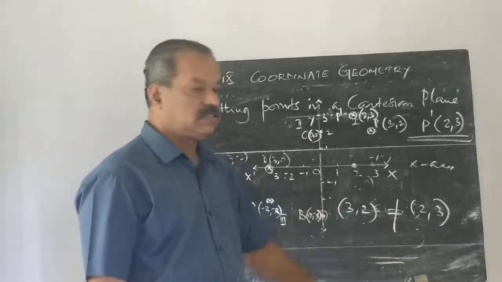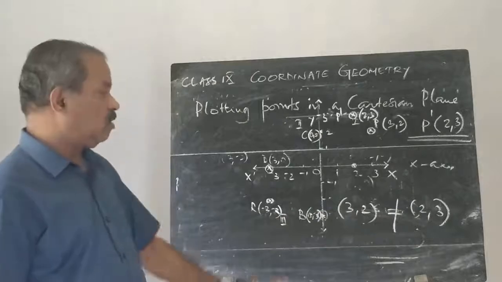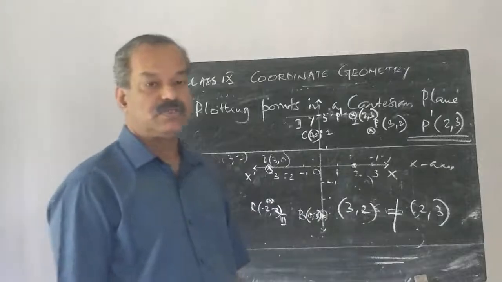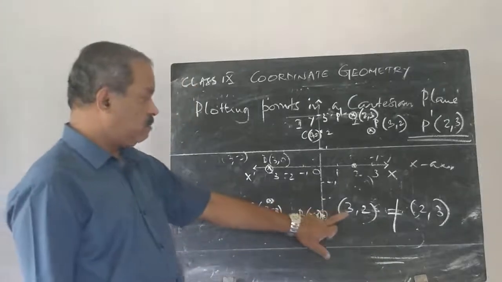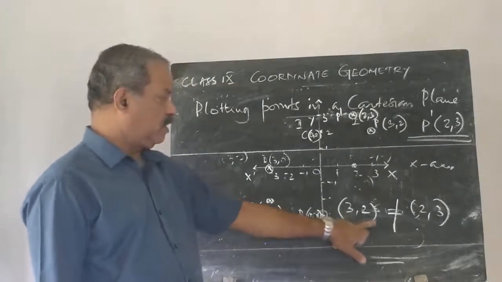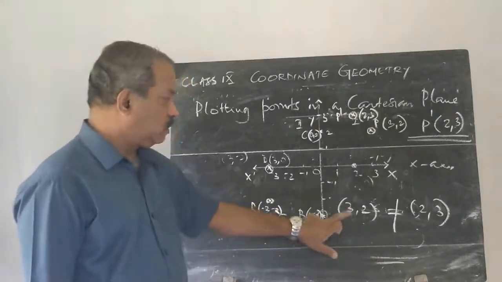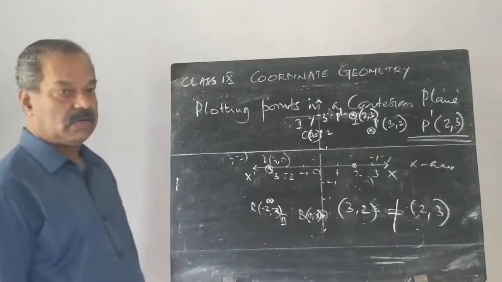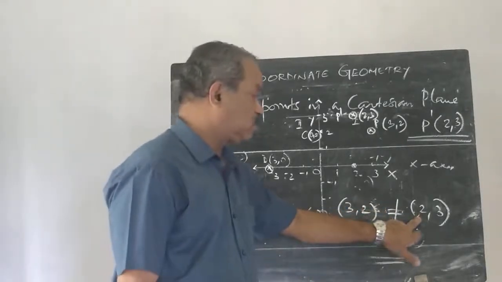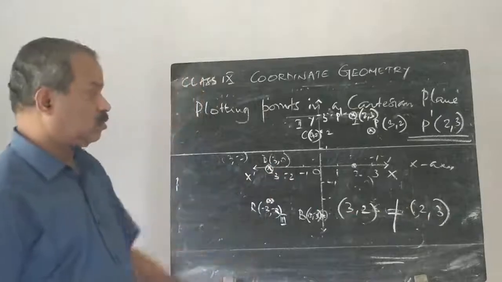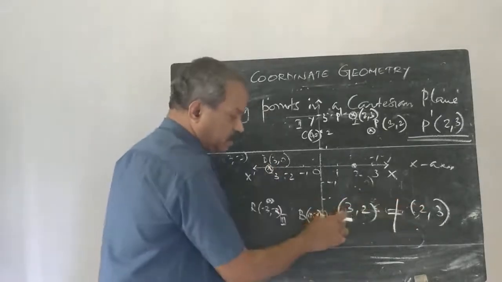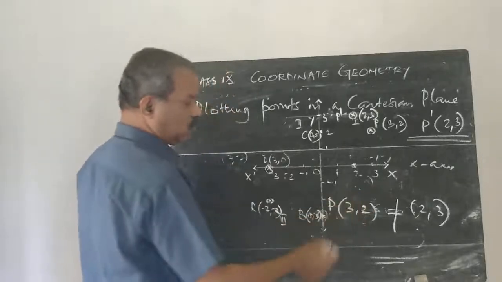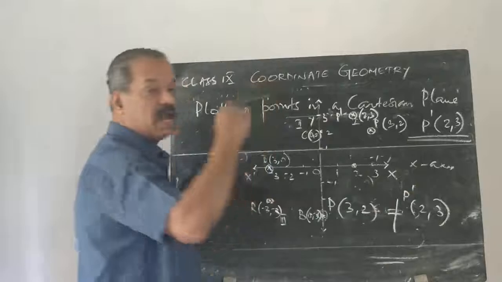Why is this important? Because here the position of the numbers is very important. When we write the pair of numbers (3, 2), 3 represents the x coordinate, 2 represents the y coordinate. In the ordered pair (2, 3), the first number is 2; in the other, the first number is 3. So the position of P(3, 2) and the position of P'(2, 3) are different.